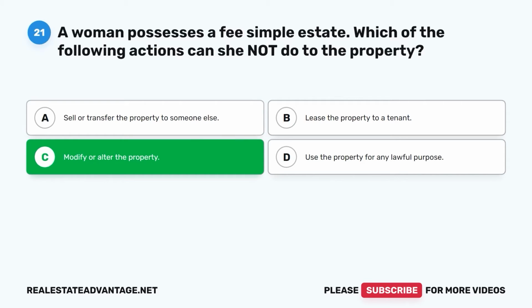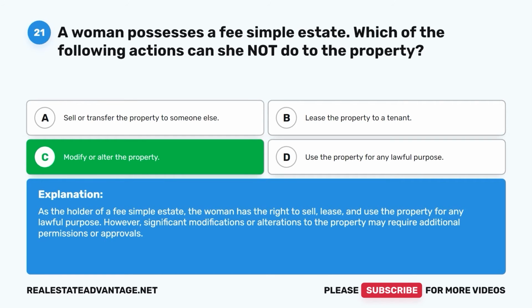The correct answer is C. Modify or alter the property. As the holder of a fee simple estate, the woman has the right to sell, lease, and use the property for any lawful purpose. However, significant modifications or alterations to the property may require additional permissions or approvals.